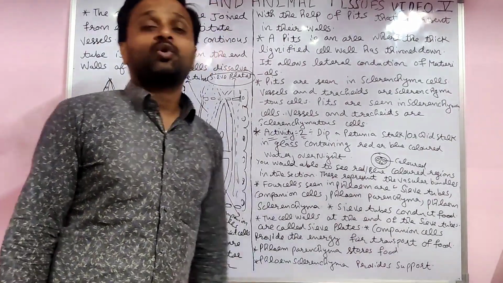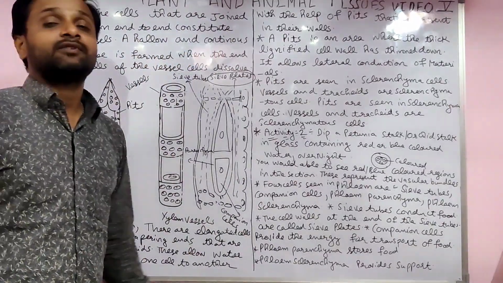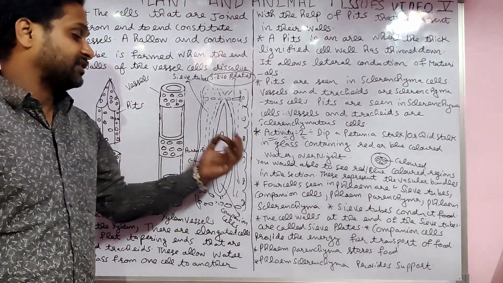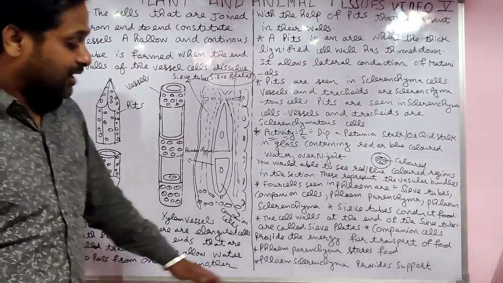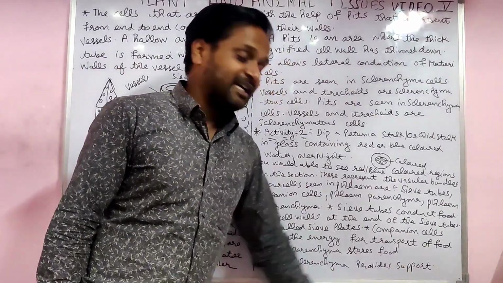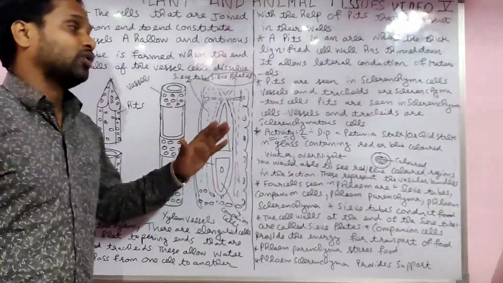Phloem parenchyma stores the food. You already know the function of parenchyma is to store food. And the function of phloem sclerenchyma is to provide support.